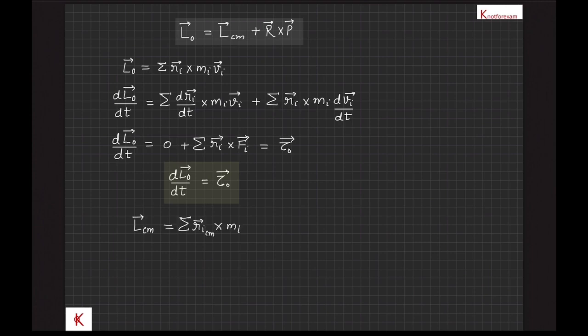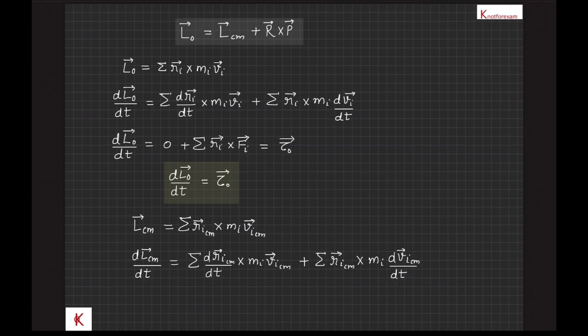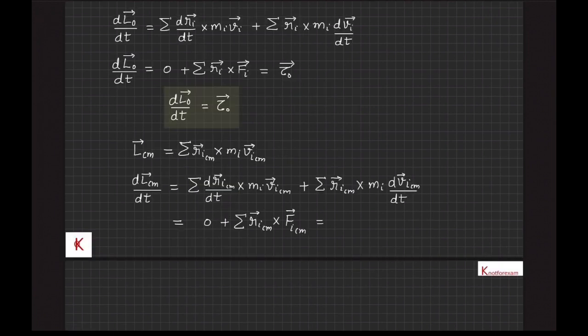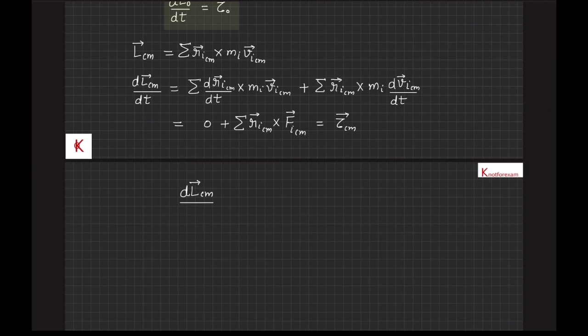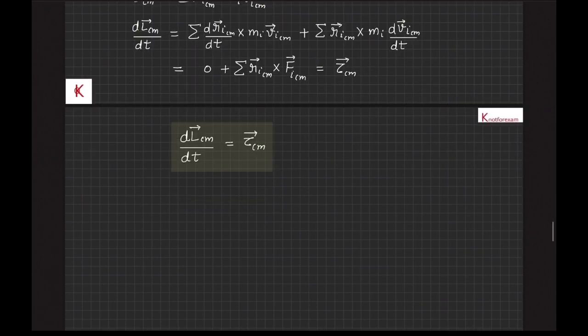Now net angular momentum of a system of particles about its center of mass is sigma R_iCM vector cross M_i into V_iCM vector, and differentiating it with respect to time, we get dL_CM vector by dt is equal to sigma dR_iCM vector by dt cross M_i into V_iCM vector plus sigma R_iCM vector cross M_i into dV_iCM vector by dt, or dL_CM vector by dt is equal to sigma V_iCM vector cross M_i into V_iCM vector plus sigma R_iCM vector cross M_i into A_iCM vector. Here first term is 0 and therefore dL_CM vector by dt is equal to sigma R_iCM vector cross F_iCM vector, that is torque about center of mass. From here dL_CM vector by dt is equal to tau_CM vector, that means rate of change of angular momentum about center of mass is equal to torque about center of mass.